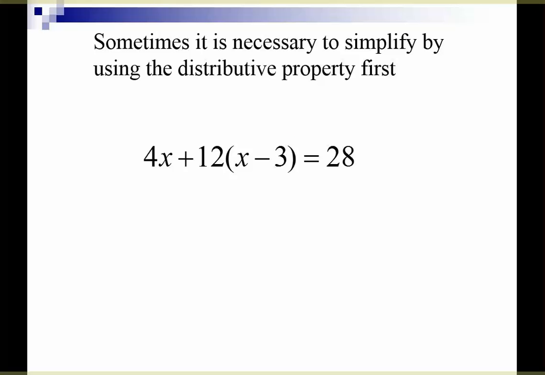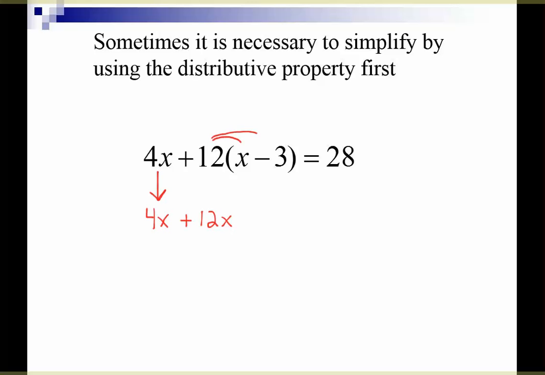Okay, so we're talking about this region right in here. We want to distribute that 12 to both the x and the -3. Is the 4x over here going to distribute? No, it's removed from that whole situation by the plus sign. So the 4x can just drop down. But what I'm really doing first is distributing that 12. So 12 times x is going to be positive 12x.